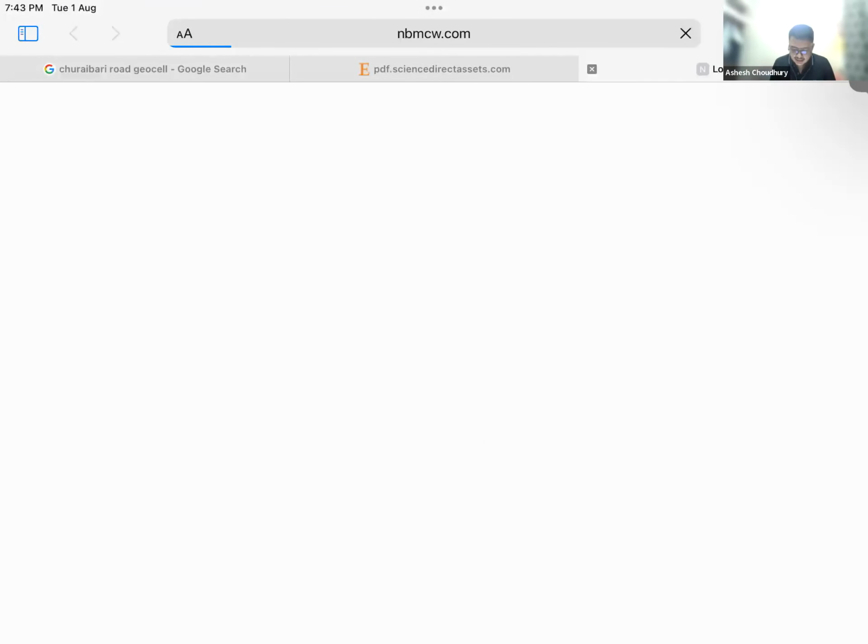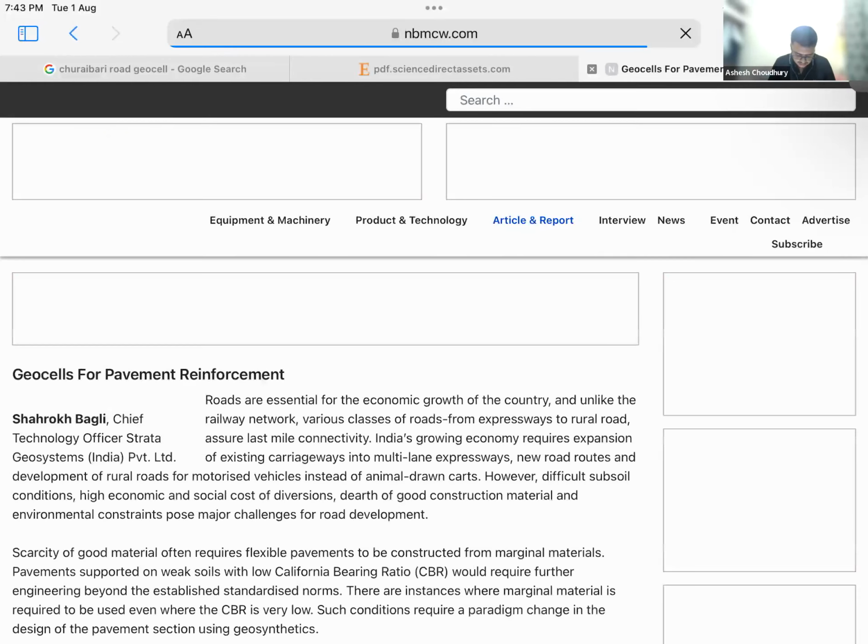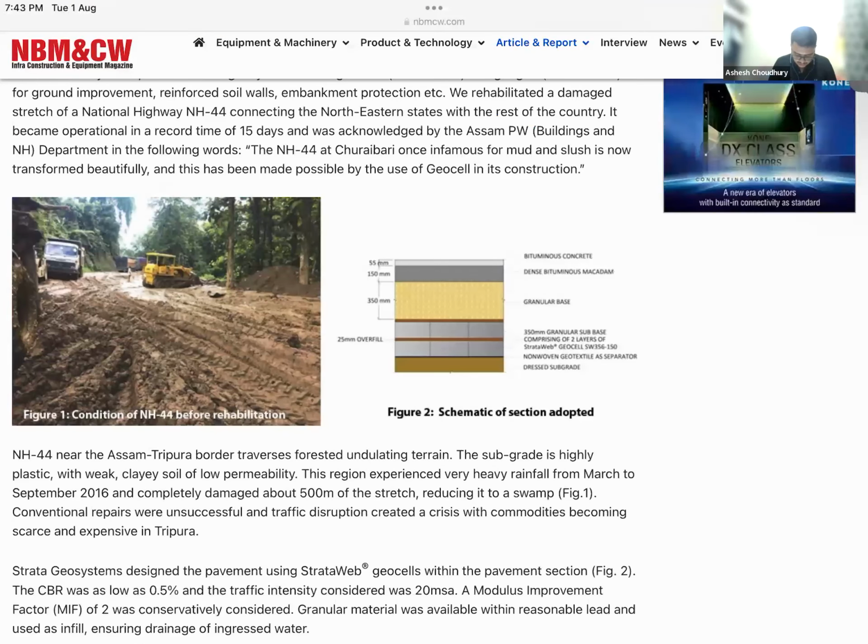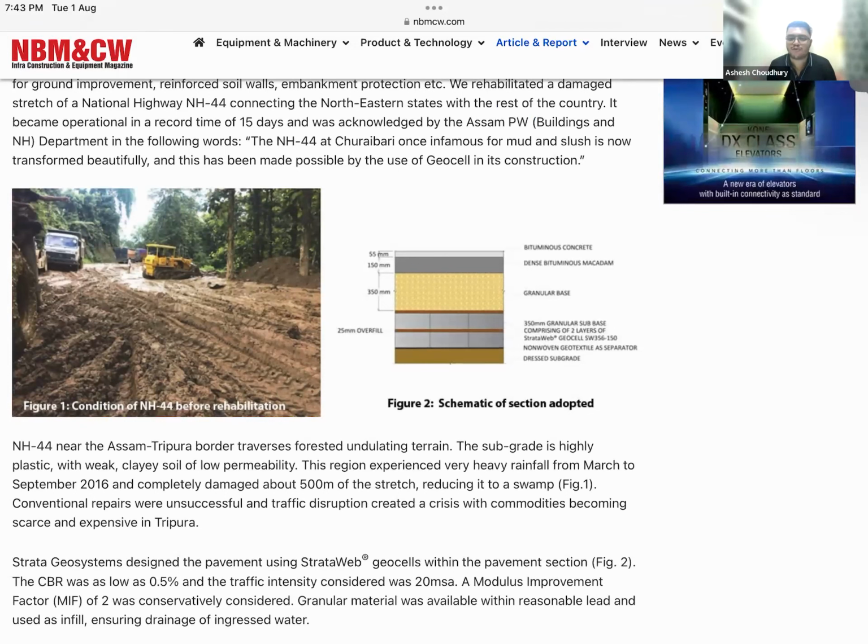So see this image. This is a portion of NH44. This portion was the main highway connecting Assam and Tripura. This is the main highway that connects the state of Tripura to mainland India through Assam. There is a place called Churaibari, which is between the border of Assam and Tripura.